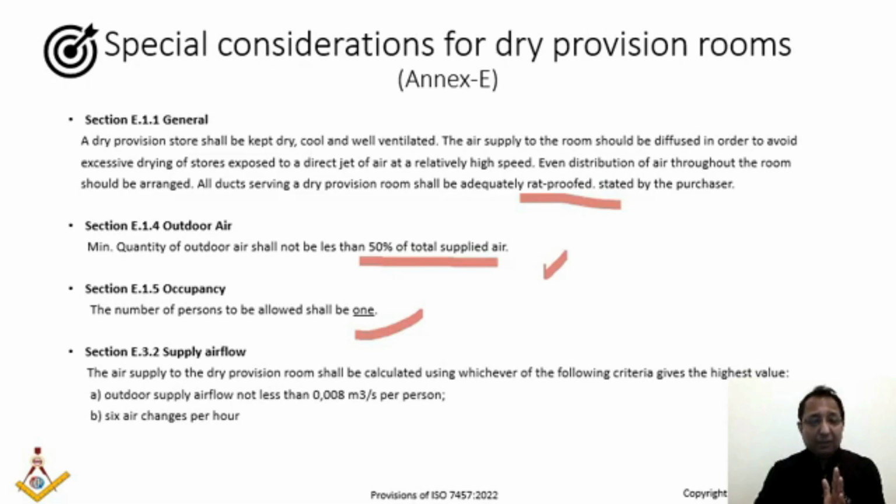And if you see the supply airflow quantification, the supply airflow in the dry provision room shall be calculated based on the following: either 6 air changes per hour or 0.008 meter cube per second per person. Obviously 6 air changes will always be higher, so just go for the 6 air changes over here, and you will arrive at the required design of the dry provision store. So in the dry provision room, occupancy is covered, outdoor airflow is covered, supply airflow is covered, and there is no heat dissipating equipment inside, so you can simply neglect it. Everything is covered, so you can put these values in and arrive at the heat load calculation for this particular room.